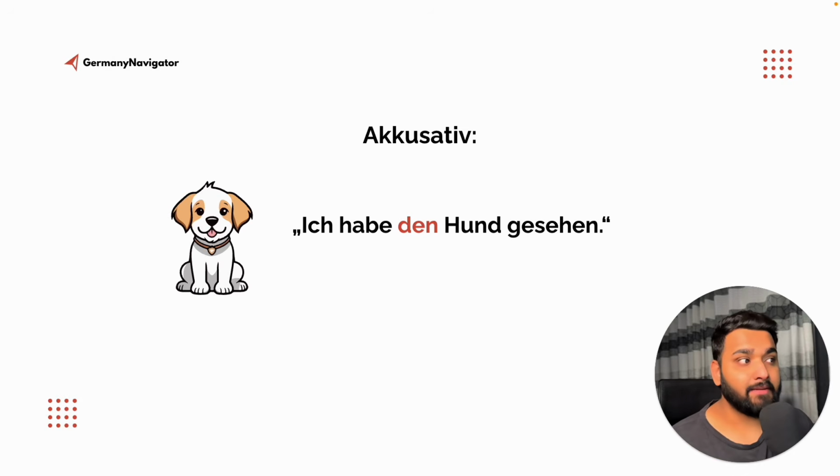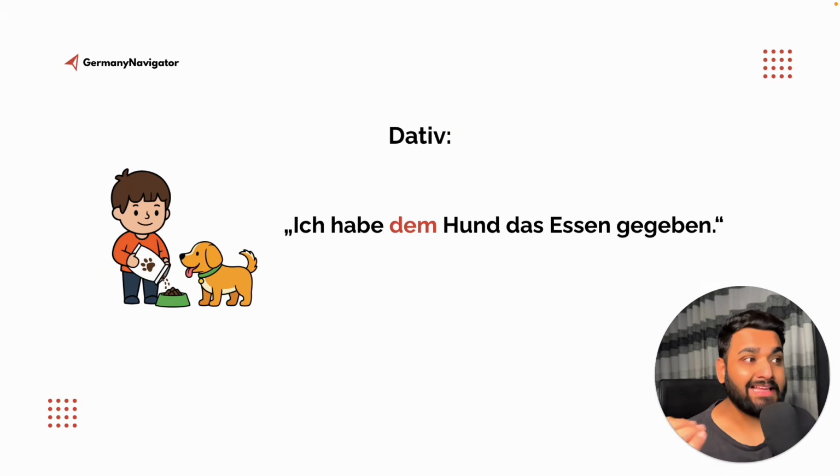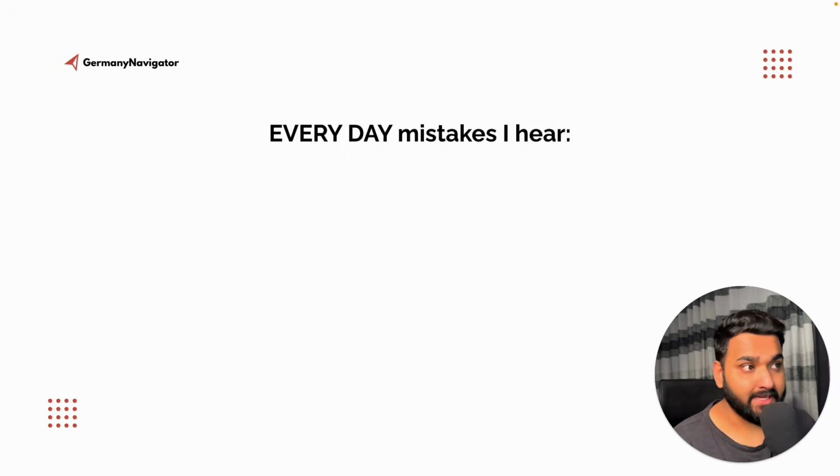Here's a typical example of accusative. Ich habe den Hund gesehen. Who did I see? The dog. That's why it's accusative. On the other hand, in dative: Ich habe dem Hund das Essen gegeben. To whom? To the dog. That's why it's dative.